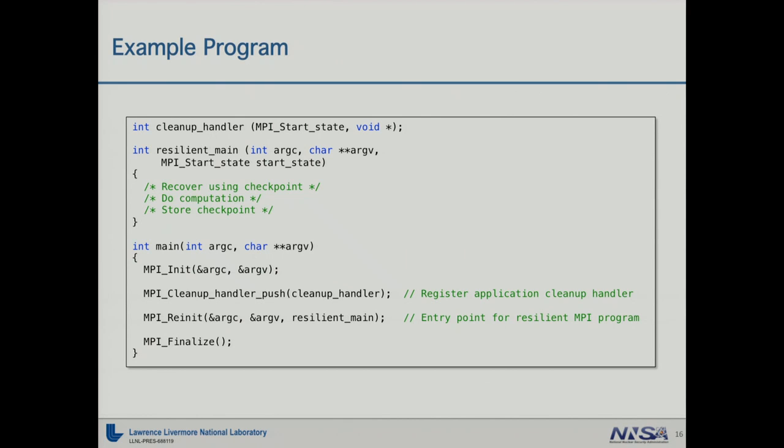And so this is an example program. In the main function, we have MPI init, then we push the cleanup handlers, and this is done by the application and by any library that is supposed to be running on this application. Then we have the Reinit function, which is defined here, and this is where everything happens. This is where the recovery using checkpoint happens, where the actual computation of the application happens, and where the checkpoints are stored. So basically, we are replacing main by the resilient main here.